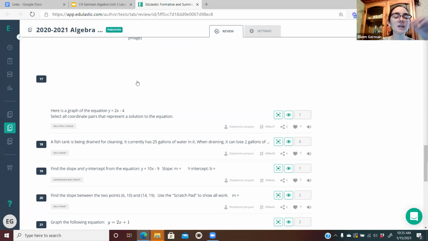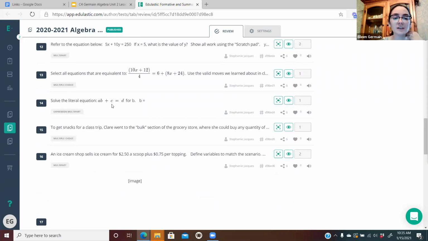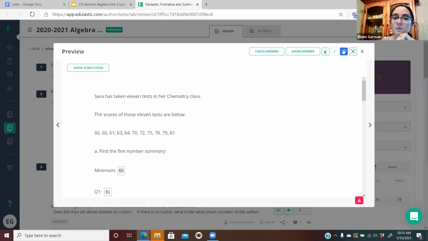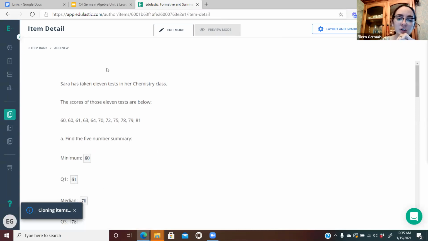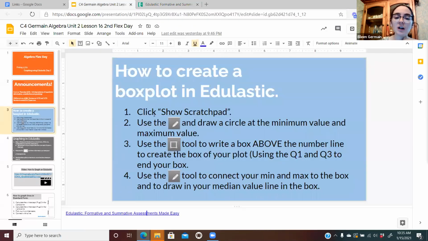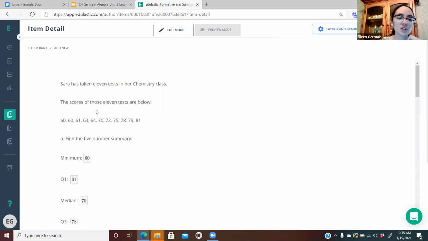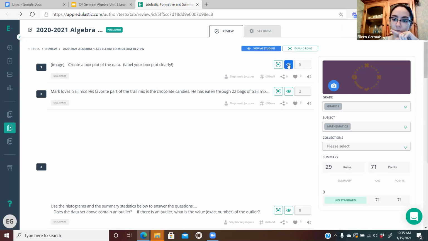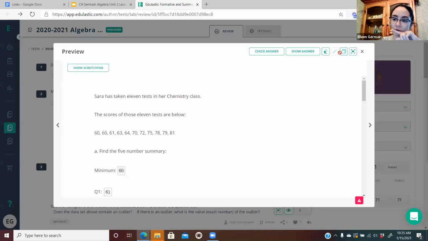Perfect. So let me go through one question for you because I want to show you how to make a box and whisker plot. On this example, it tells us we need to create a box and whisker. I have the directions here. You're going to click on Show Scratch Pad. I don't want to edit, I want to view, and I want to make it full screen.